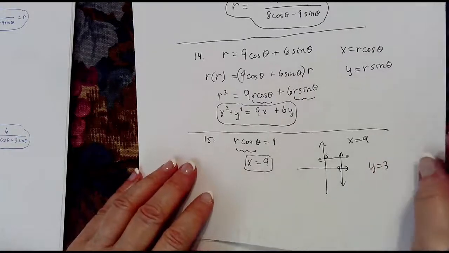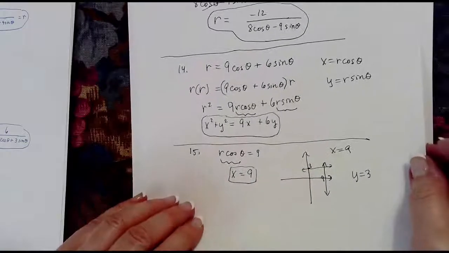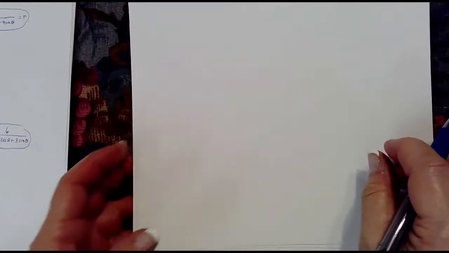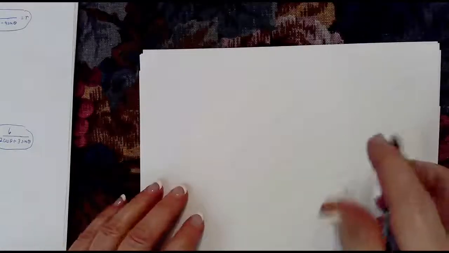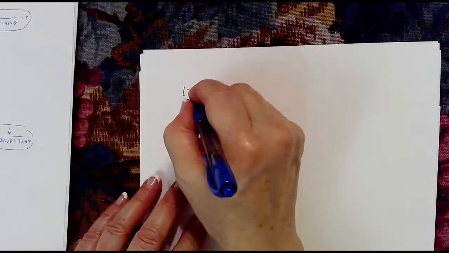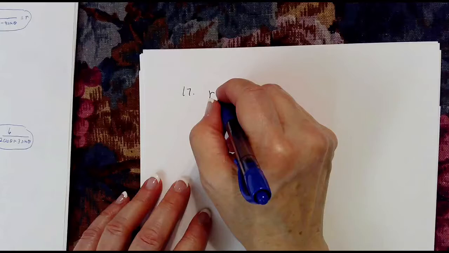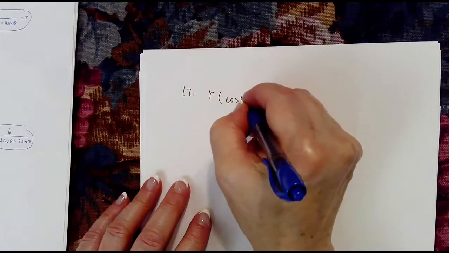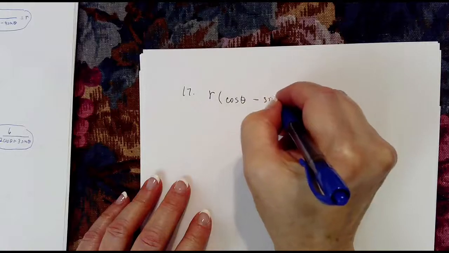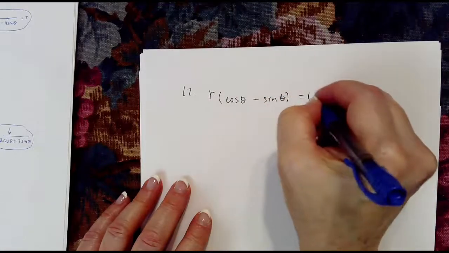Okay, the next one is just a repeat basically of number 13. So I'm going to let you guys figure that one out on your own. And number 17, I guess we can look at 17. It's pretty easy too. Number 17 says, write an equivalent equation in rectangular coordinates. So r parentheses cosine theta minus sine theta equals 6.